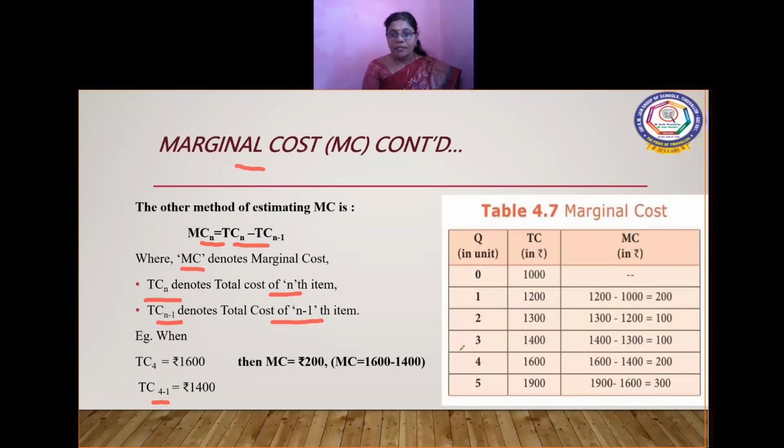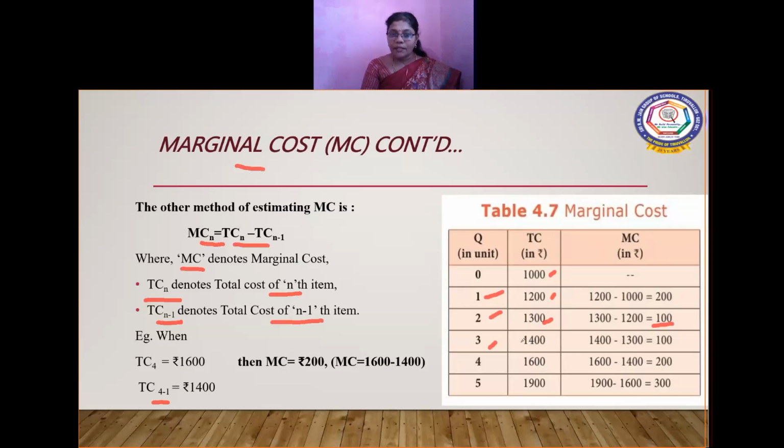And from this tabular column you would have understood the quantities produced: first unit, second unit, third unit, fourth unit, fifth unit. When they are producing, the total cost also differs, isn't it? For the first unit 1200 and for the second unit 1300. So what is the difference between the second unit and the first unit? That is 1300 minus 1200, that is the marginal cost.